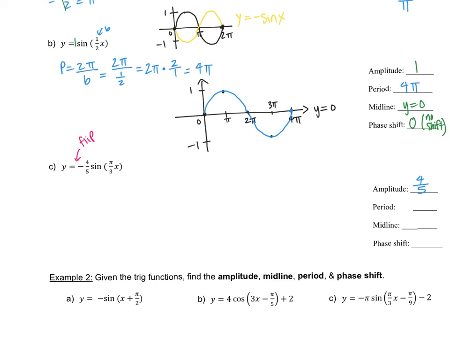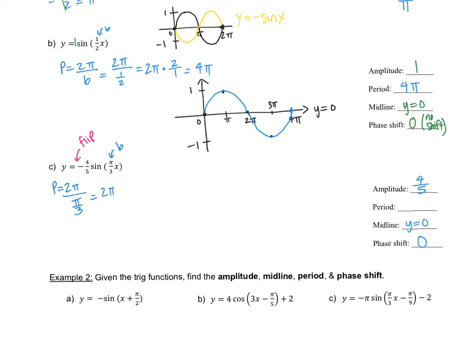Now for the midline, again, there's nothing out here that shifts it vertically. So the midline's still at y equals 0. And again, there's no phase shift because there's nothing inside the parentheses that has a minus or a plus after the x. The period here, we're going to have to plug it into our formula. So our b here is pi over 3. So I'm going to plug in pi over 3. And again, it's a fraction, so I have to flip it.